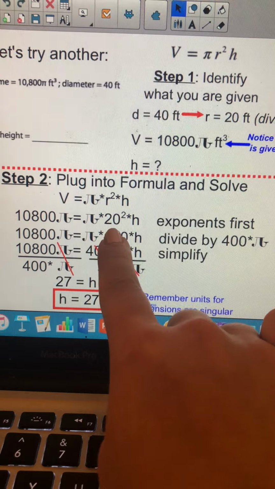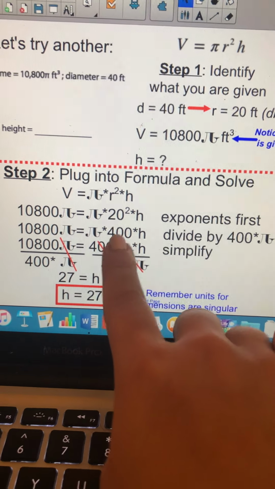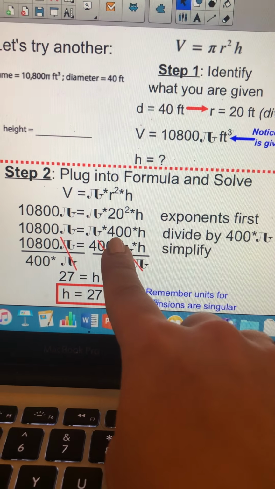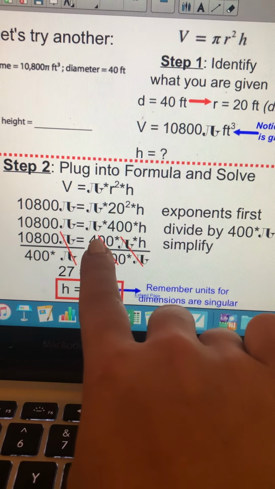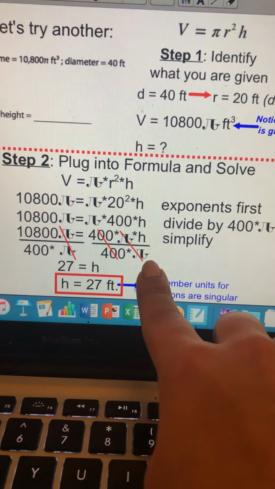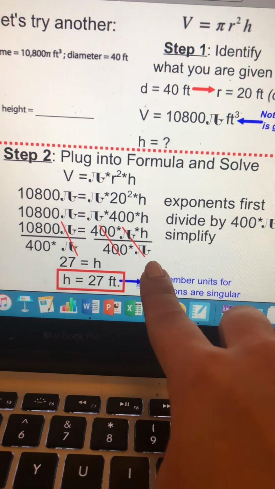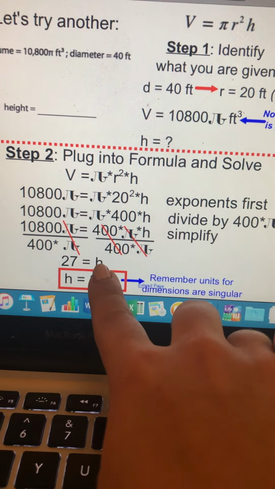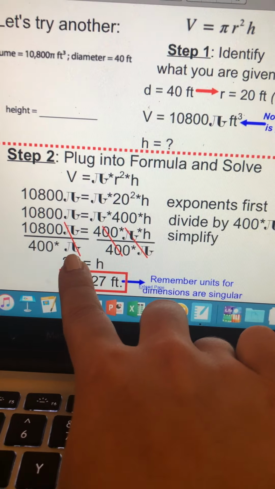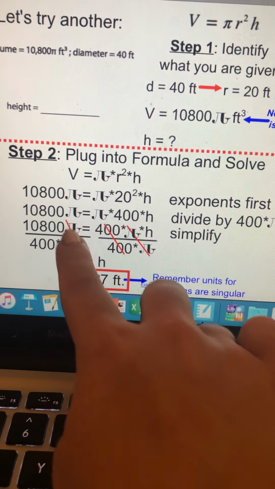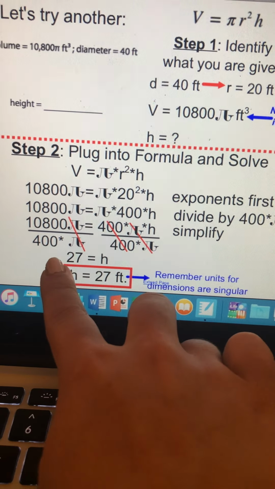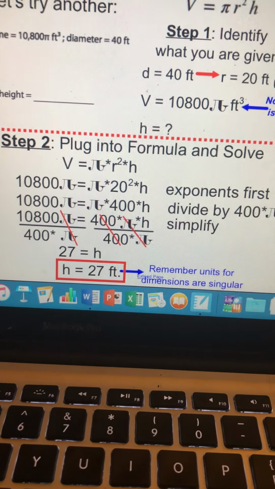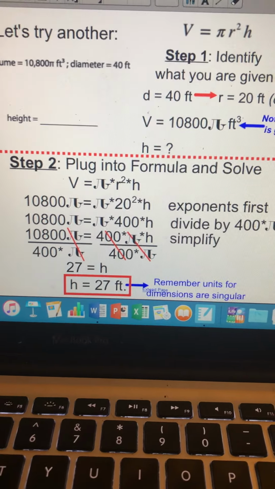We do 20 to the second power first. 20 to the second power is 400. I rewrote it because I just like how it looks better that way. Divide by 400 and pi. 400 and pi will cancel out on the right side to leave us with h. 400 and pi divided on the left side will cancel out the pi's. And the quotient of 10,800 by 400 is going to be 27. So your answer would be 27 feet.